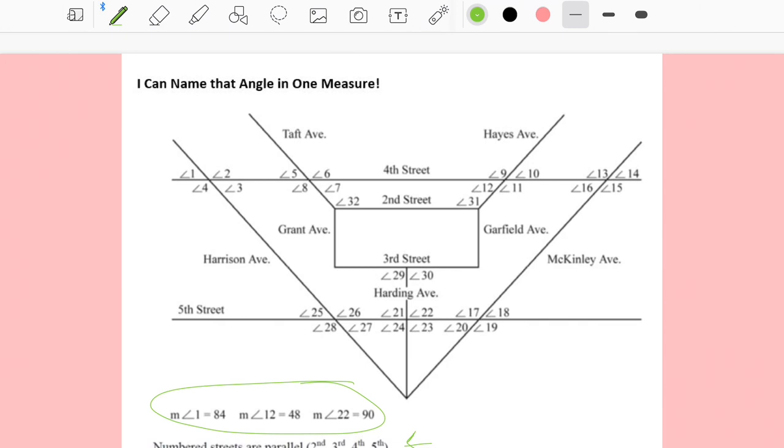Harrison is parallel to Taft, and Hayes is parallel to McKinley. So you guys are going to work with an elbow partner or a group of 3 to find all of the angle values for angle 1 through angle 32, and you'll record those on the back of the paper with your justification of why.